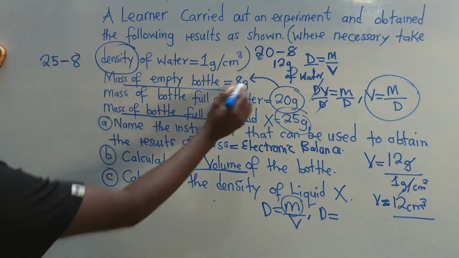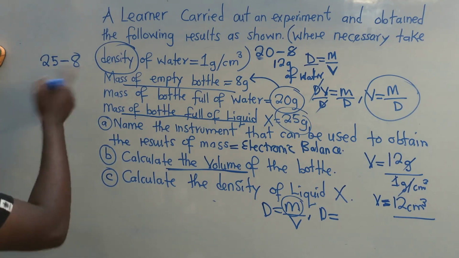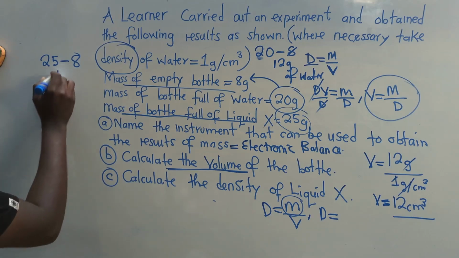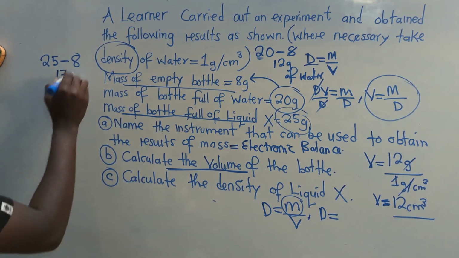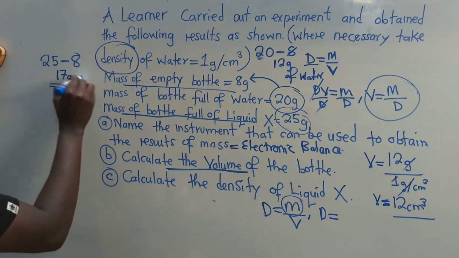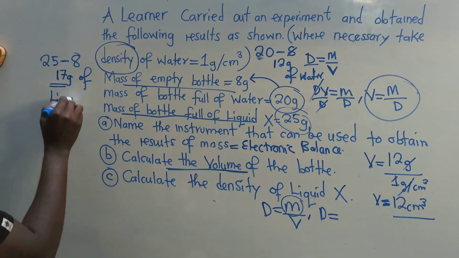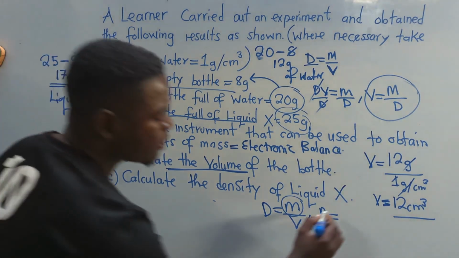The mass of the empty bottle is 8. So when we subtract here, what answer are we going to get? We are going to get 17. So 17 what? 17 grams. So 17 grams, this is the mass of liquid X. So we get 17, we write it here.